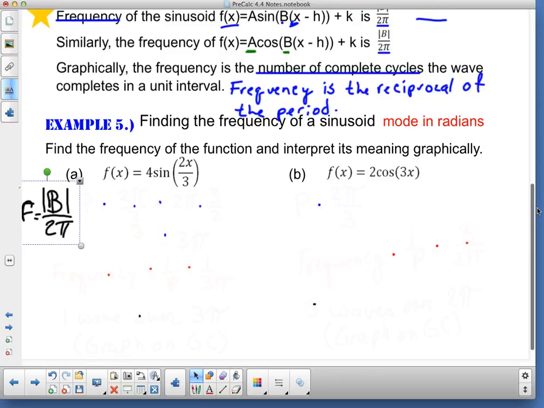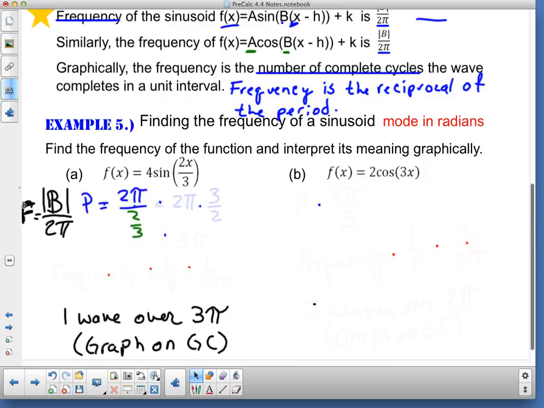So here's the deal. When we do this, I've got my period, and remember, when we're working with frequency, it is just the reciprocal of our period, and period is 2 pi over b. So our b is 2/3, that's where we read that, b is 2/3 right here. It's 2 pi times 3 over 2, which is 3 pi. So what this means is my frequency, which is 1 over p, is 1 over 3 pi. And to describe this, this is one wave over 3 pi. And if you graph it on your graphing calculator, and I would strongly recommend doing it, you get a visual of what this looks like.